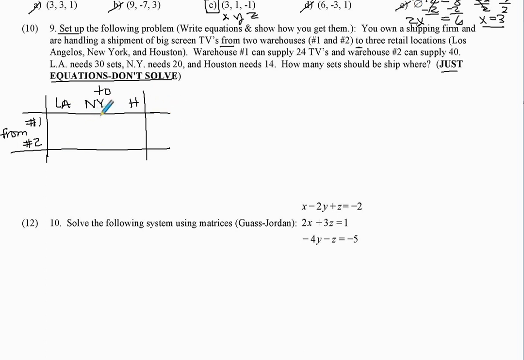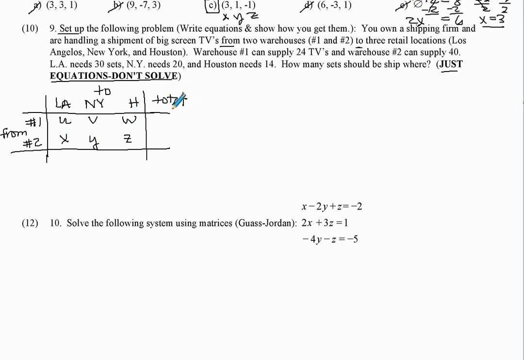Let's let our variables: let U be the amount that goes from warehouse number 1 to LA. V is going to be the number that go from warehouse 1 to New York. W will be warehouse 1 to Houston. X is going to be warehouse 2 to LA. Y is going to be warehouse 2 to New York. And Z will be warehouse 2 to Houston.